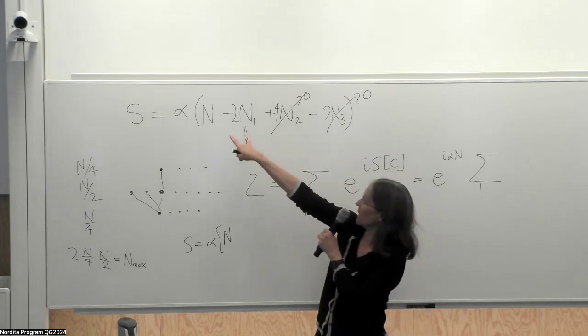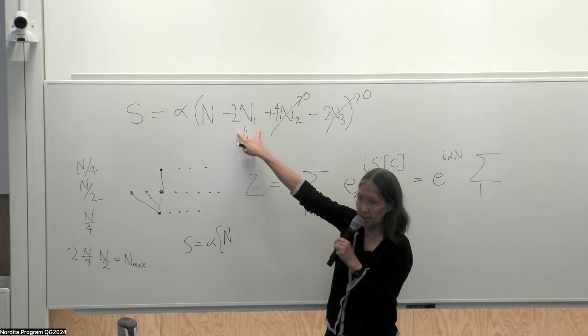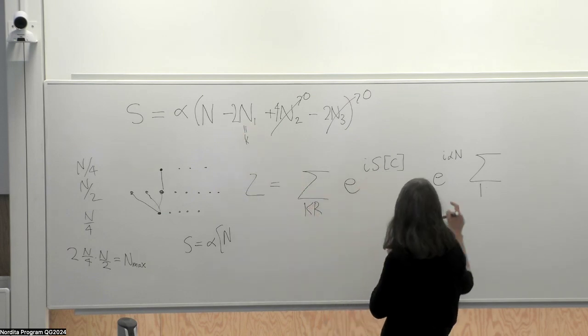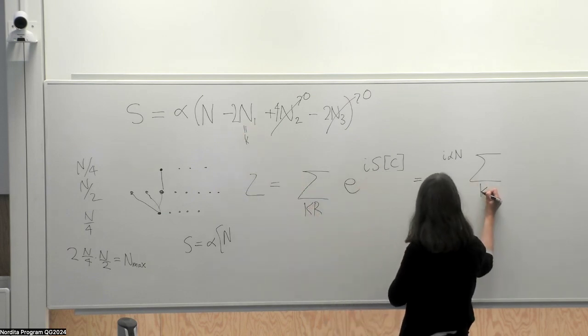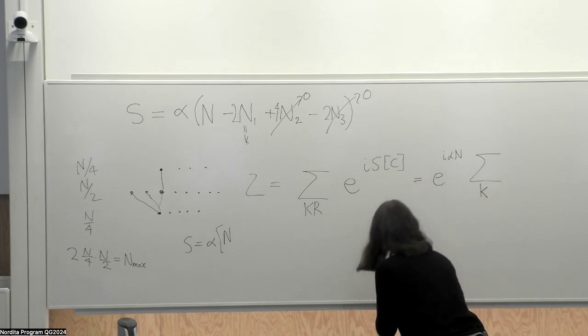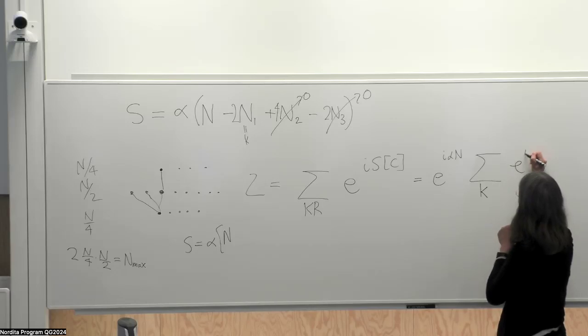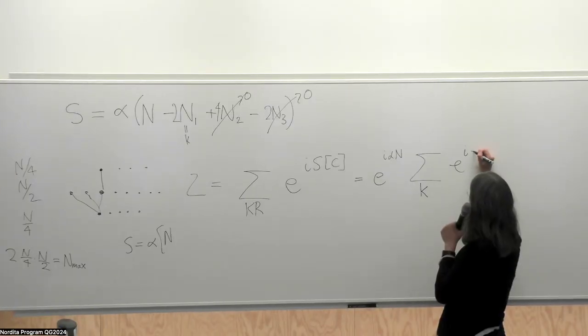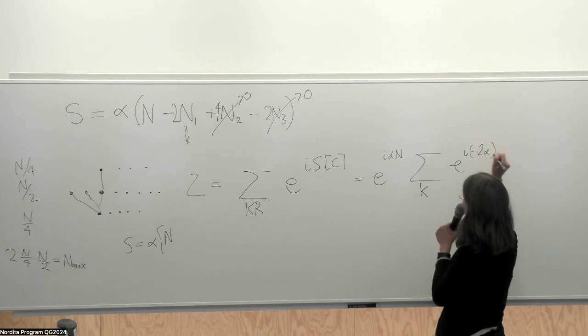So the only thing that matters is the number of links. Okay, so you get this. It's a sum over the number of links, and the action only depends on the number of links. So it's e to the i minus 2 alpha k.